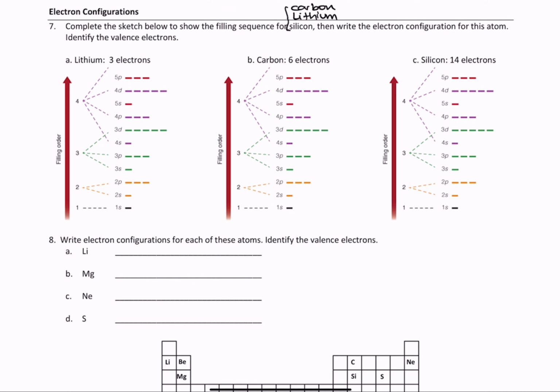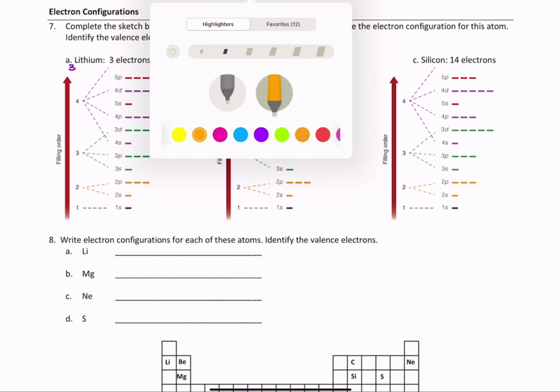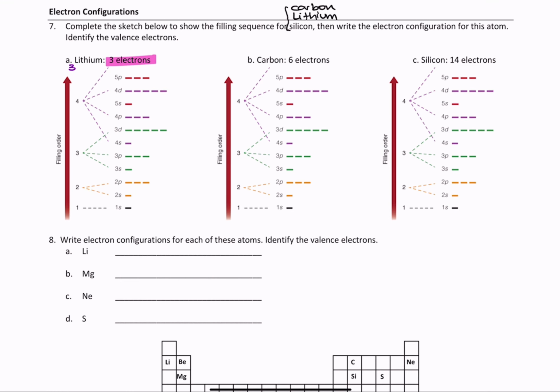These diagrams are electron diagrams, so we're going to fill up the electrons, assuming that these atoms are neutral. Because lithium has an atomic number of 3, if the lithium atom is neutral, we will need to place 3 electrons. Atomic number of carbon 6, neutral, 6 electrons. Atomic number 14 for silicon, 14 electrons. So to fill, we're going to fill from the bottom to the top, 1 electron at a time, following the Aufbau principle, Pauli's exclusion principle, and Hund's rule.